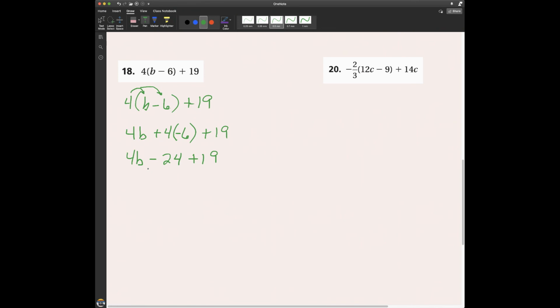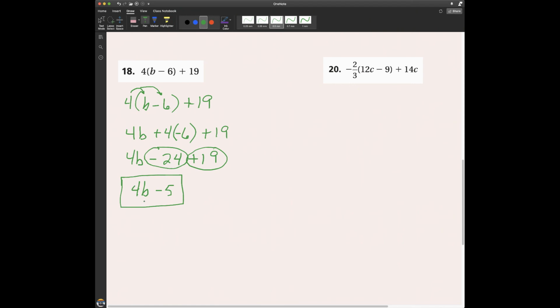Okay, and then we need to identify the like terms. Well, negative 24 and positive 19 are my like terms. The 4b is just going to go along for the ride. And then I can combine these. Negative 24 plus 19 is negative 5. So if I want to read this expression to you, it would be 4b minus 5.